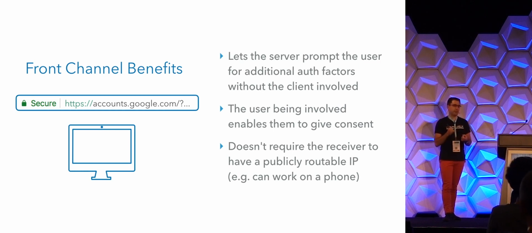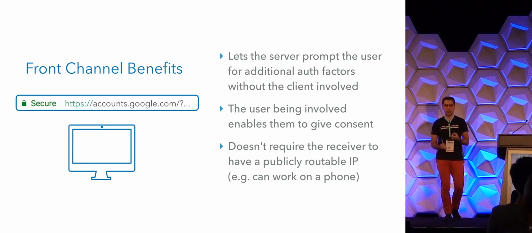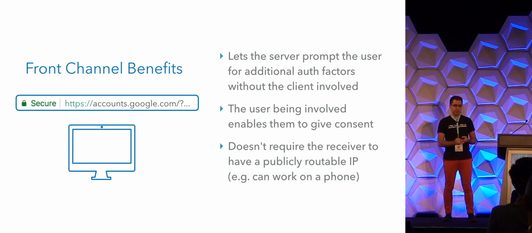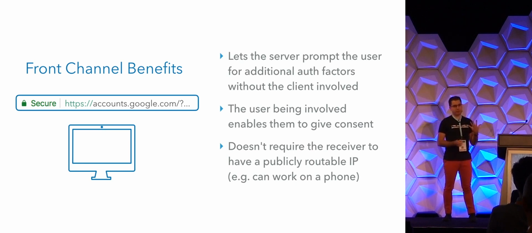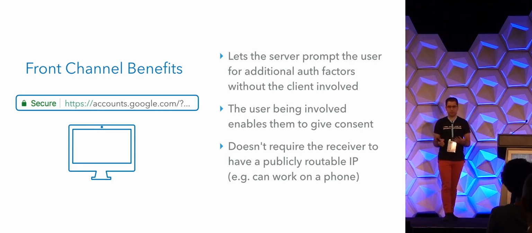One, it's how we interact with the user. It's how the OAuth server can interact with the user to do things like multi-factor authentication. It also ensures that the user was there and gave permission for this to happen and is not just relying on the application's word for it. And also another detail is that it means that the receiver doesn't actually need a publicly accessible IP address, which is not that big of a deal in the web server land, but if you're talking about an app on a phone, that application running on the phone doesn't have any way for a remote server to push data into it. So we use the front channel to get data into the application.